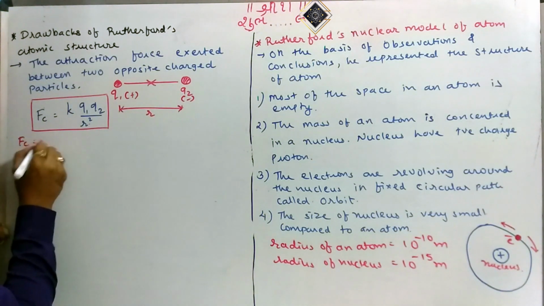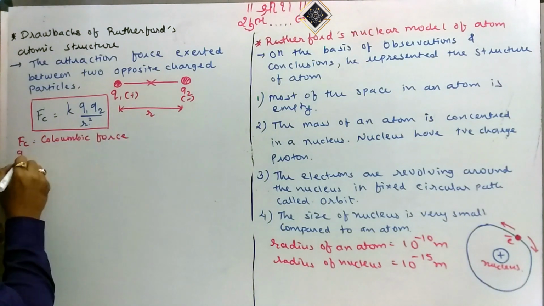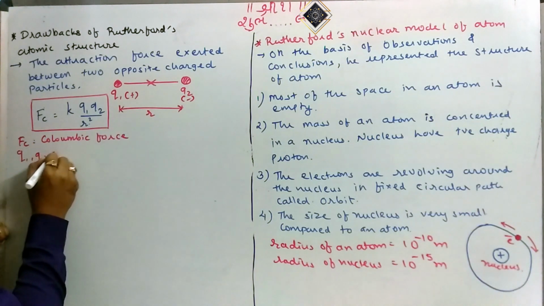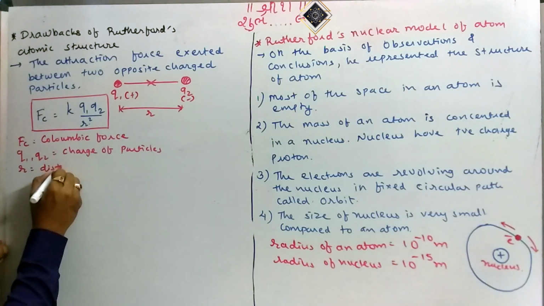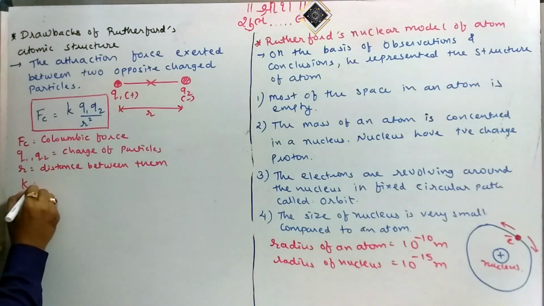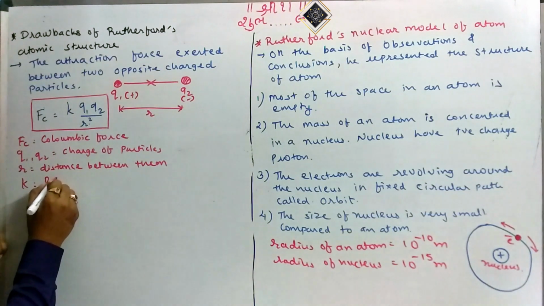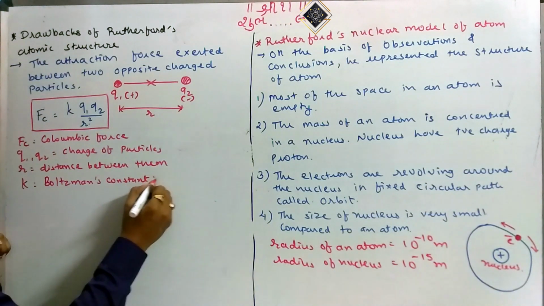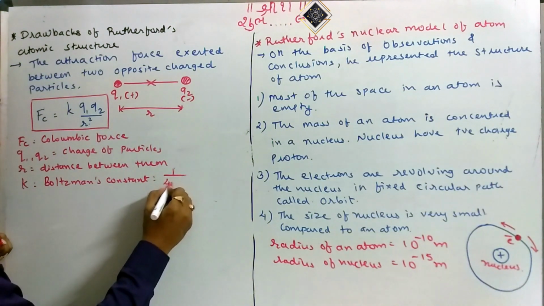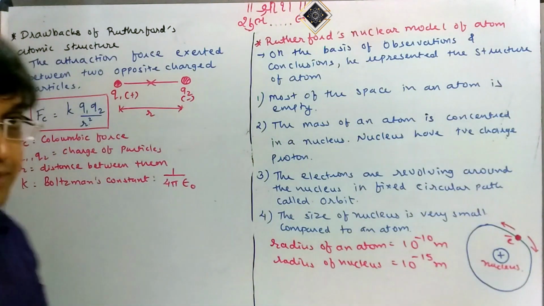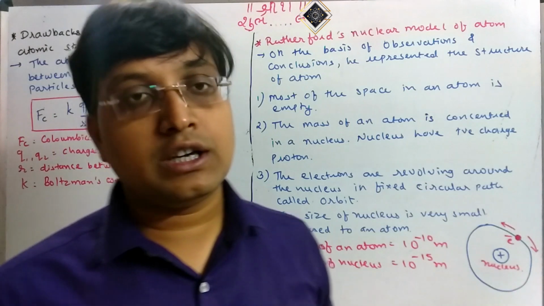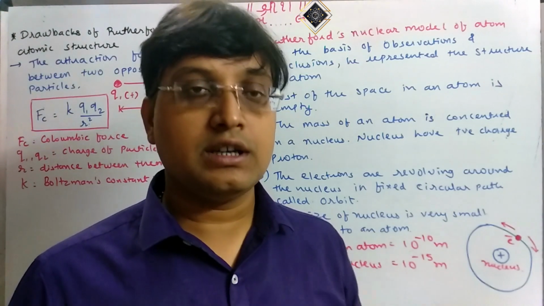where Fc is the Coulombic force, Q1 and Q2 are the charges of the particles, R is the distance between them, and K is a constant whose value is 1 upon 4 pi epsilon 0. Epsilon 0 is the permittivity of the medium, which you will study in physics.